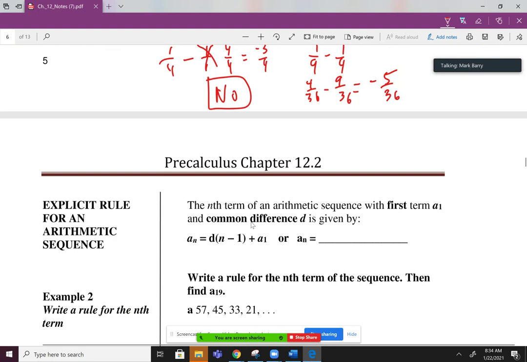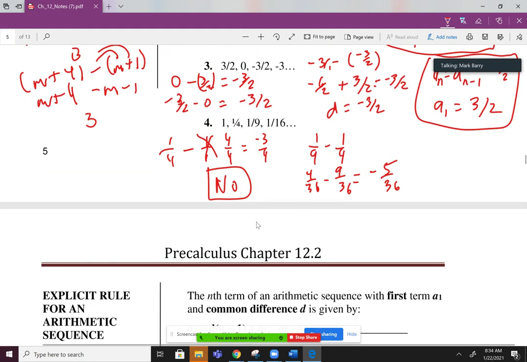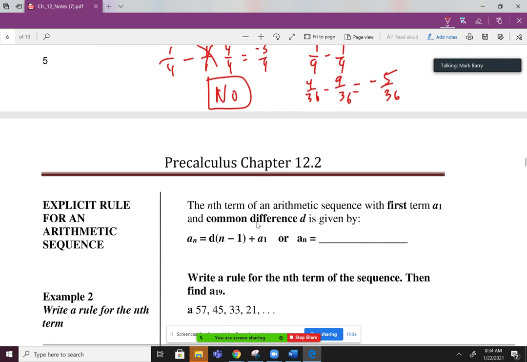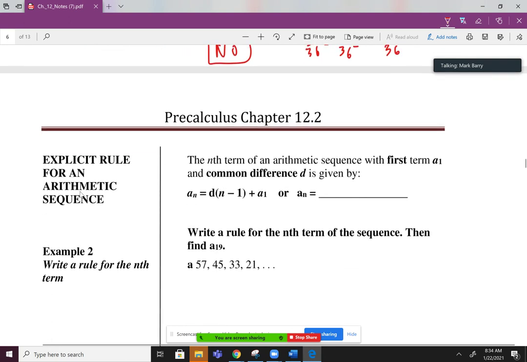Okay, so we did a lot of the recursive rule there, but now we're going to switch over to the explicit rule. This is also known as the nth term. So if it's asking you for the nth term, it's asking you for the explicit rule. Honestly, I would always default to the explicit rule. All right, unless they really say recursive, I would use the explicit.